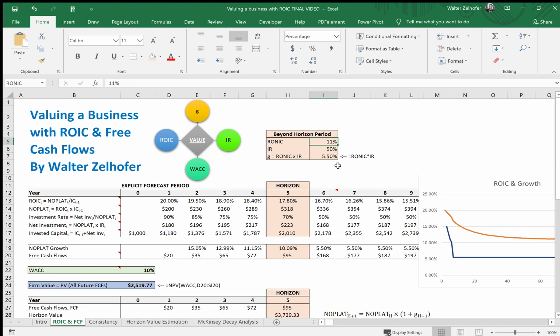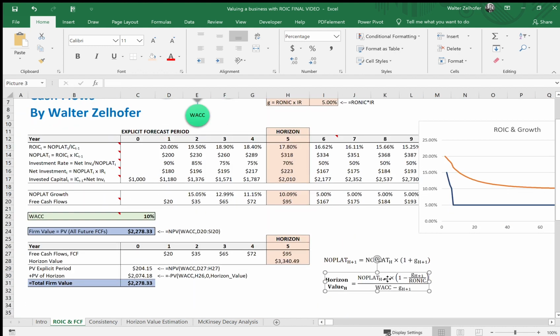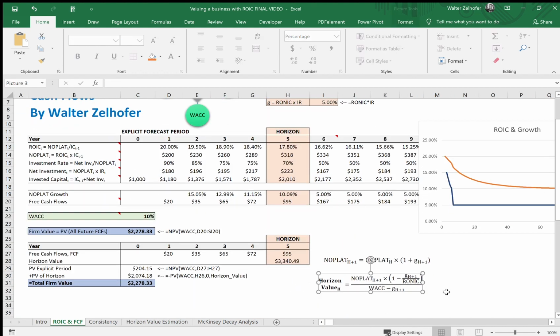When in doubt, you could set this equal to the cost of capital. That does not mean, though, that it will instantly drop to that 10%. As you can see here, it will slowly decay to that 10%, even though your growth rate quickly drops to your horizon growth rate. So this formula right here is absolutely amazing.